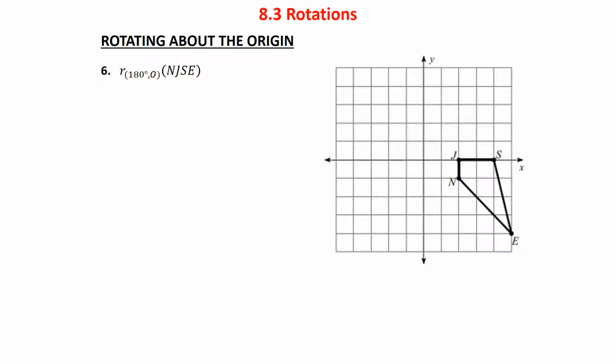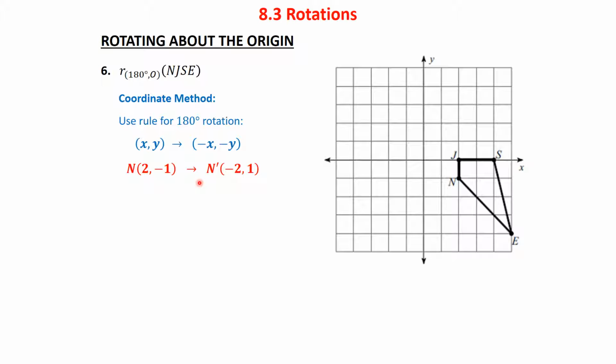Number 6, I'm taking this quadrilateral. It looks like a kite. I'm going to be rotating this 180 degrees around the origin. And so N, J, S, E, so from N to J, S to E, and all the way back. We're going to use our rule, which again says multiply the x and the y by -1, changing the sign of every coordinate. And so for my point N, which exists at 2, -1, multiplying everything by -1, I get back the point N prime, which exists at -2, 1.